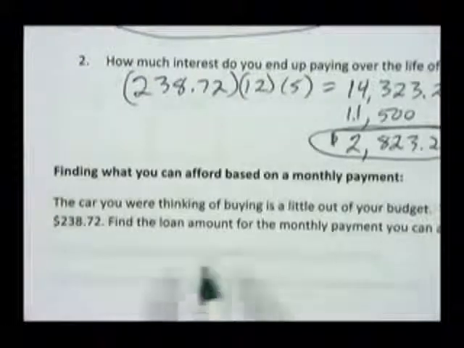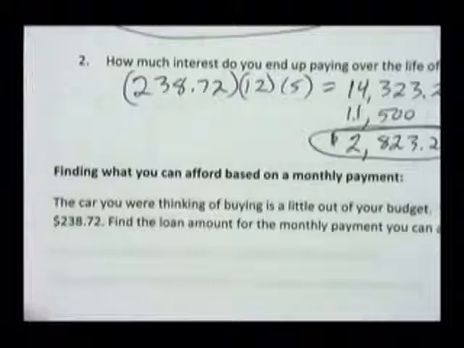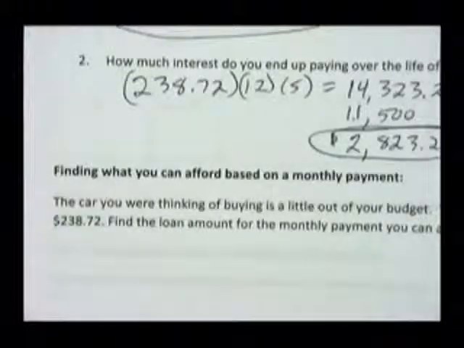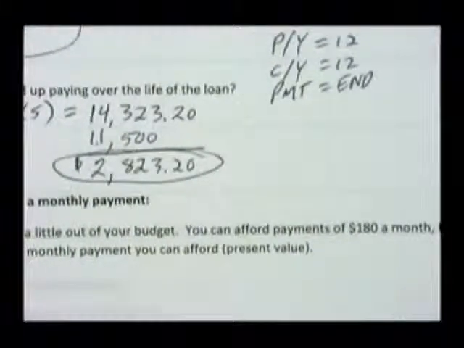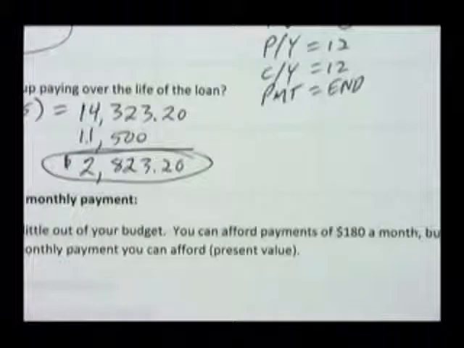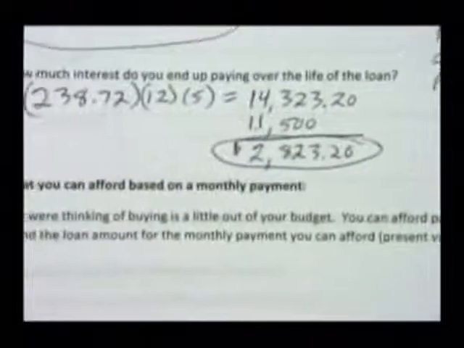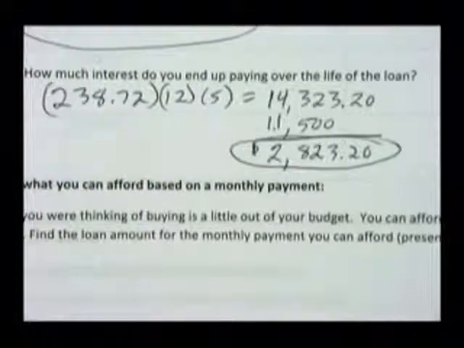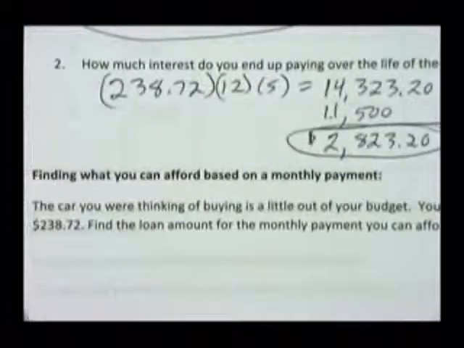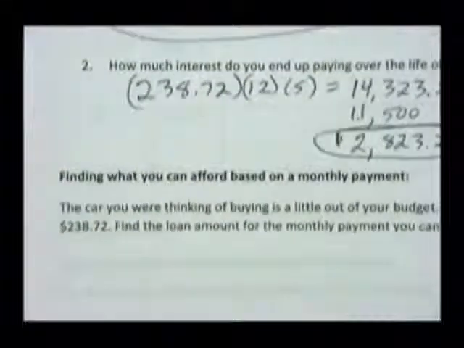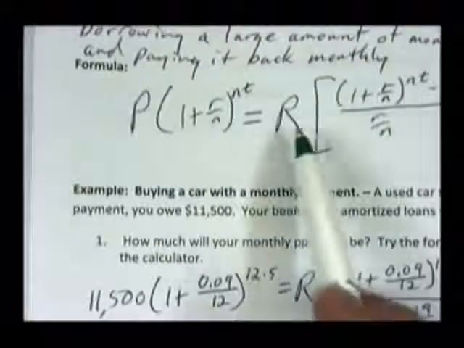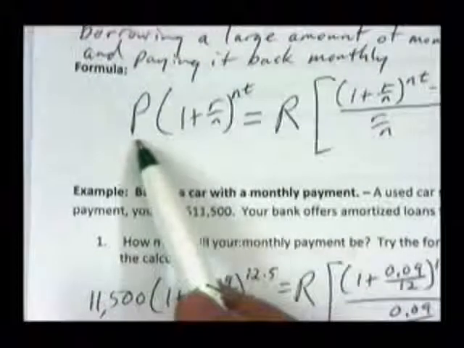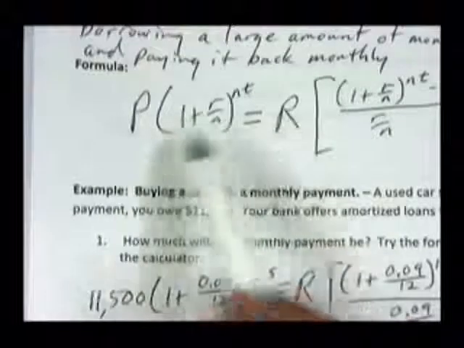Now, just a kind of a follow-up question. Suppose that the car you were thinking of buying is a little out of your budget. Okay, you can't afford $238.72 a month. Let's say that instead you can afford payments of $180 a month. All righty? Let's find the loan amount for a monthly payment that you can afford. So instead of, we could go ahead and use the formula for this one, okay? And for that one, we would be plugging in an R and we'd be solving for P. And if you'd like to do that, I'll let you do that.